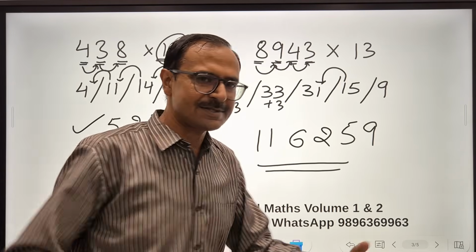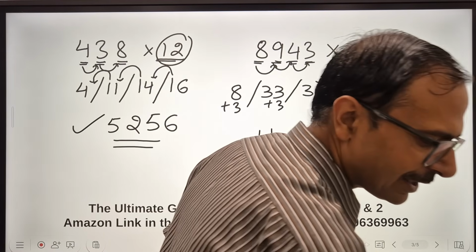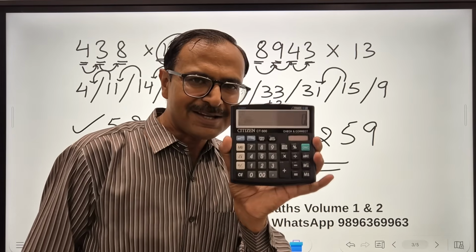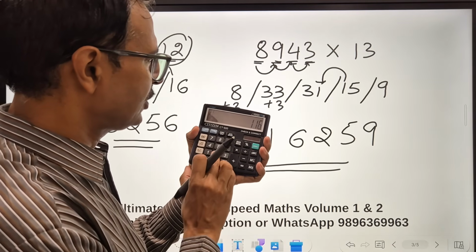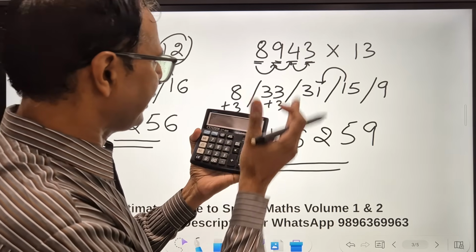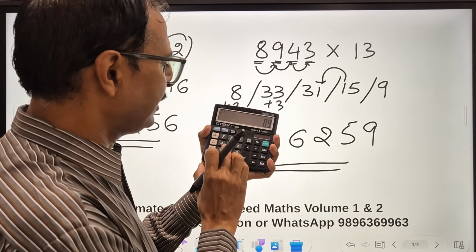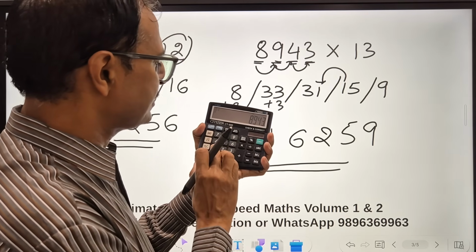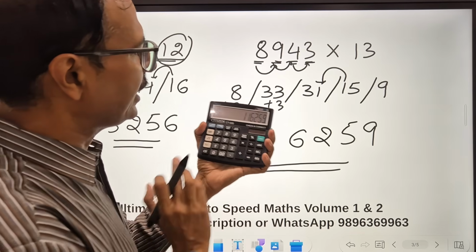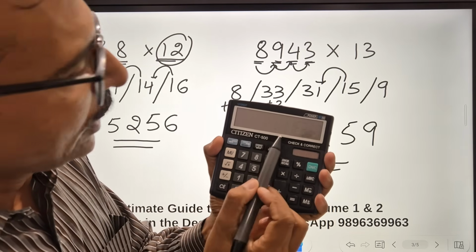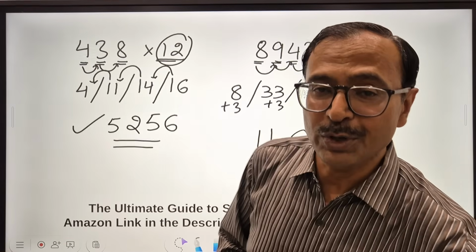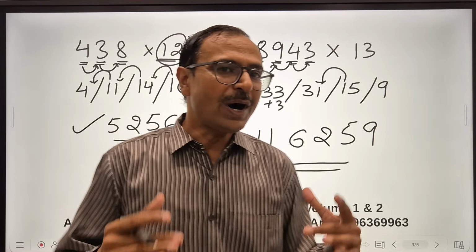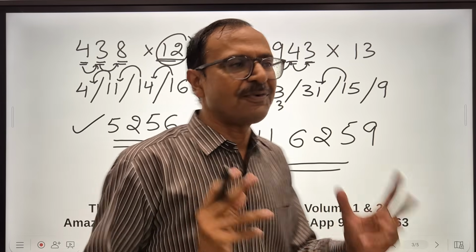Now I don't know whether my answer is correct or not. If I have done it correctly, my calculator will definitely support me. So let's see. 1, 1, 6, 2. Oh, I am doing it the other way around. It's like 8, 9, 4, 3 times 13. What do we get? We get 116259. And that's the beauty of mathematics. You know, when you are smart, no calculation is difficult for you.